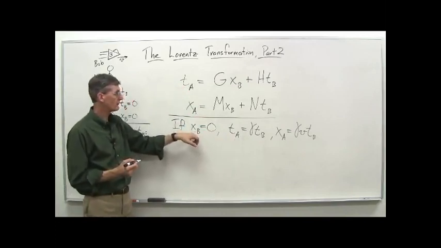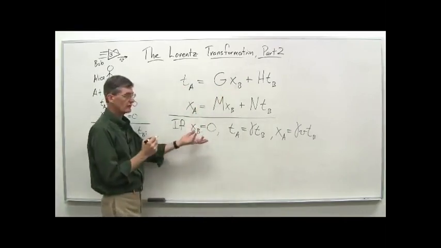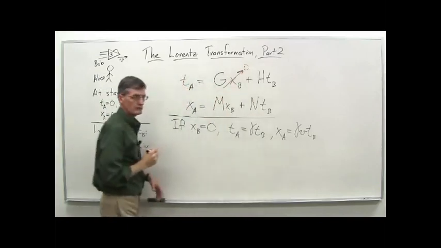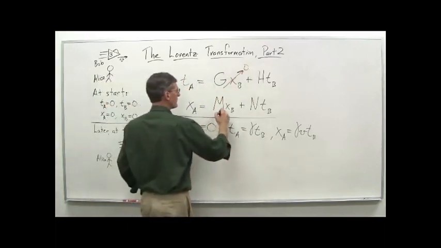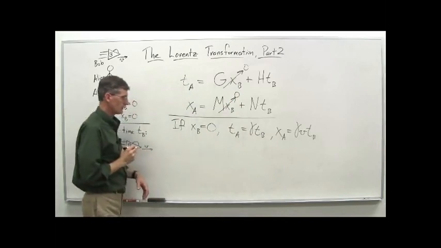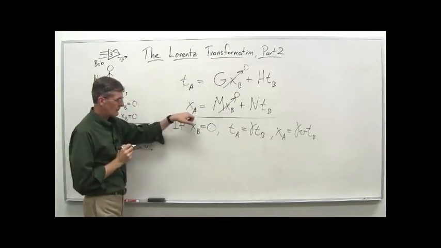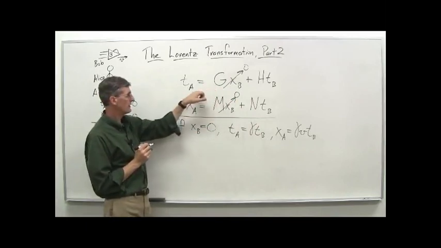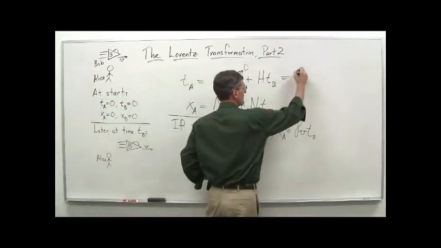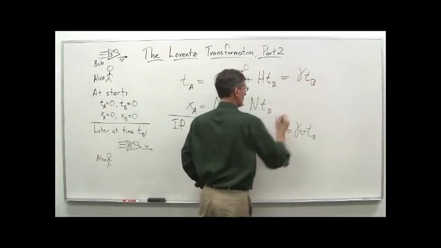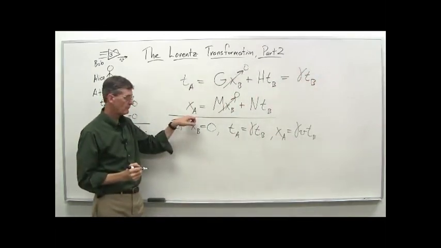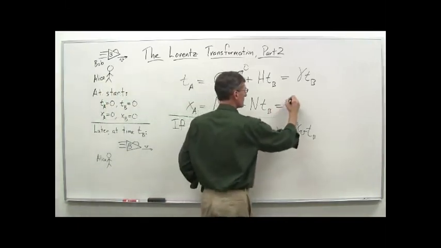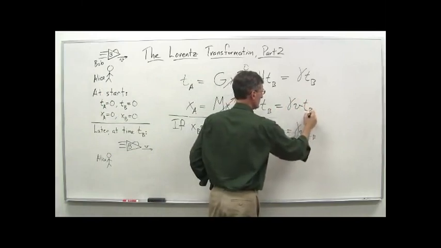So if XB equals 0, if we take this and plug it into our equations here, that goes to 0 for this special case. This term goes to 0 for this special case. And we know that, let's do TA first, TA has to equal gamma TB. So TA equals, this equals gamma TB. And XA for this special case where XB equals 0 has to equal gamma V TB. So this equals gamma V TB.